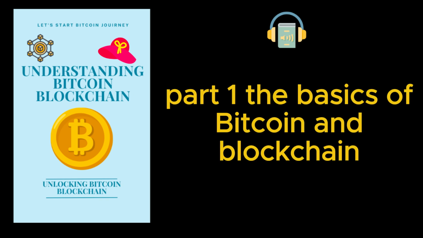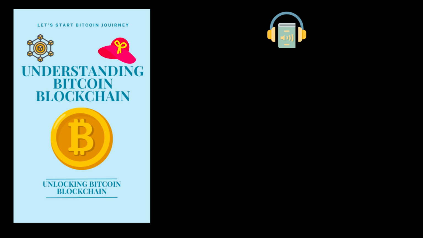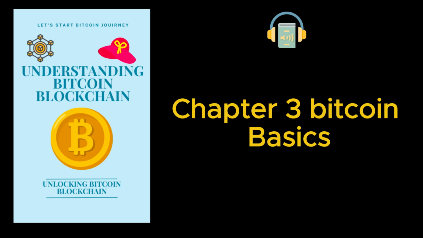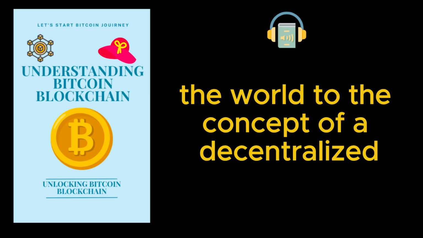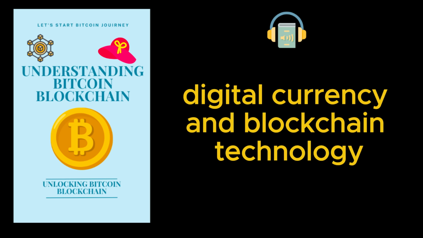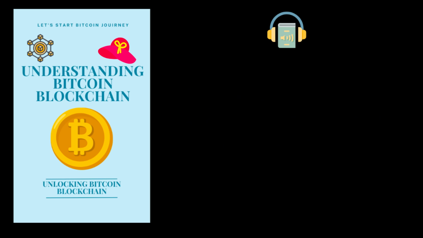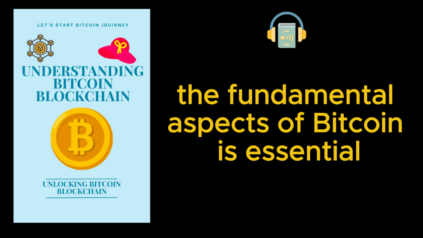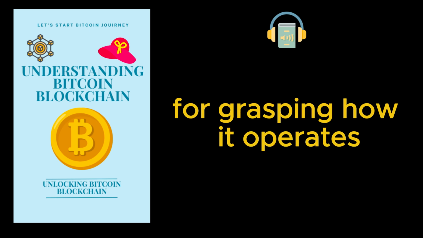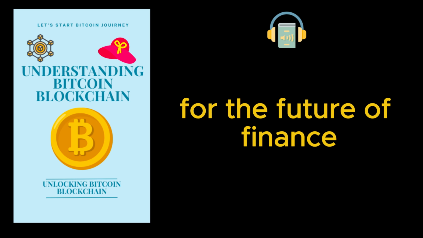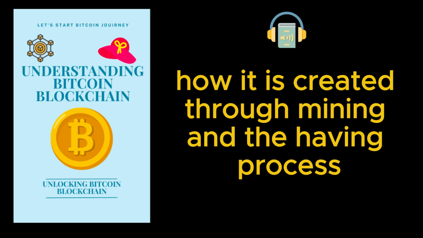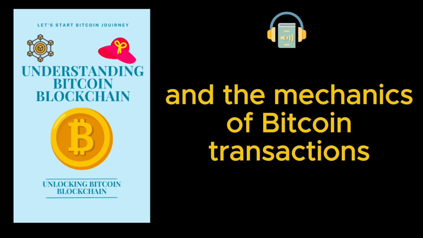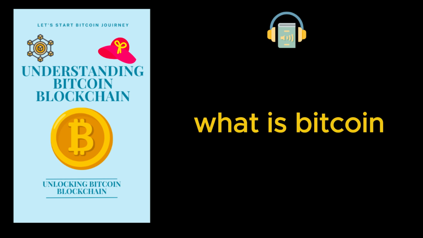Part 1: The Basics of Bitcoin and Blockchain. Chapter 3: Bitcoin Basics. Bitcoin is the pioneering cryptocurrency that introduced the world to the concept of a decentralized digital currency and blockchain technology. Understanding the fundamental aspects of Bitcoin is essential for grasping how it operates and its potential implications for the future of finance. This chapter covers the basics of Bitcoin, how it is created through mining and the halving process, and the mechanics of Bitcoin transactions.